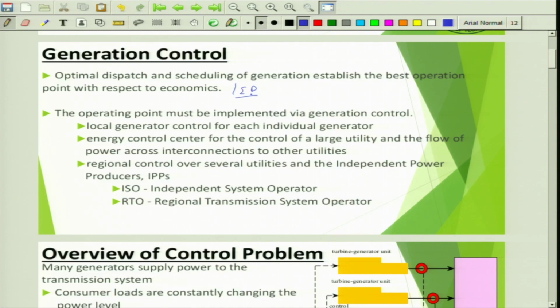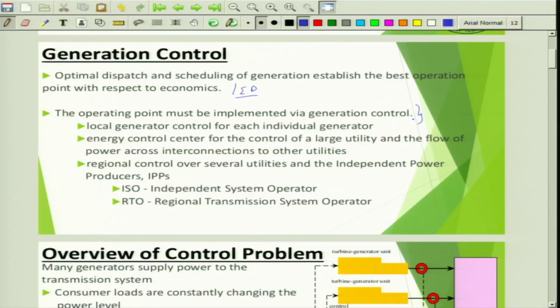So, the operating point must be implemented via generation control. Let us say you give a command: this is the generation output that needs to be achieved. How do you achieve it actually? At the end of the day, there should be some control loops acting together such that you are able to manage that specific generation from a particular generator. Also, if there is a change in load conditions, these generators should be able to adjust their output such that the change in load will not have any effect on the frequency. So, this is the objective.